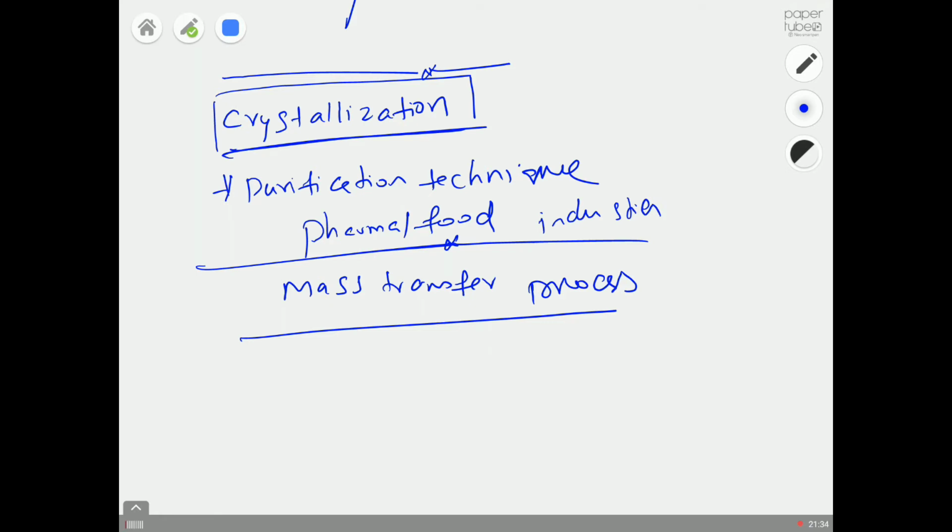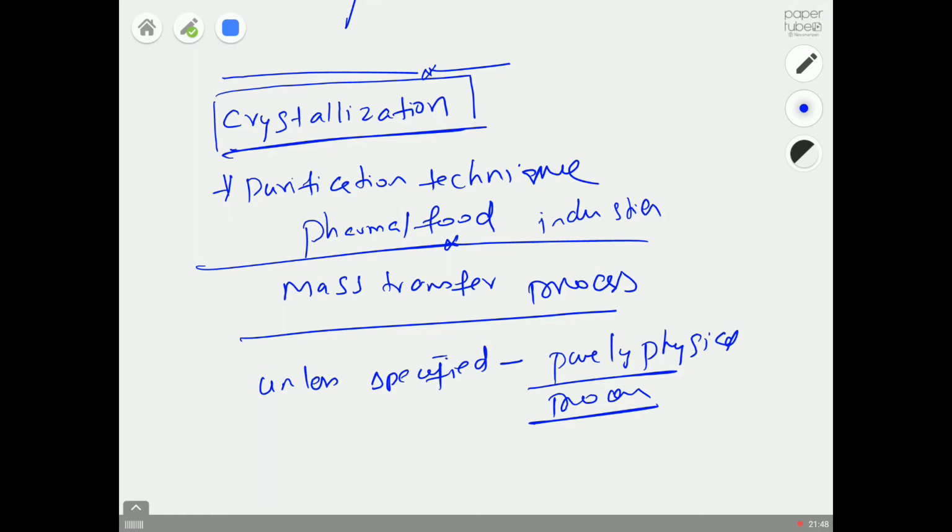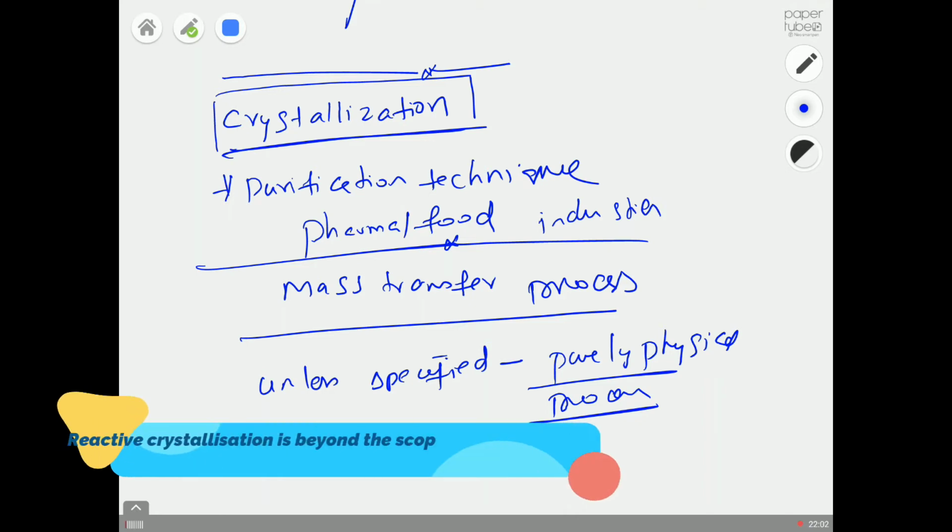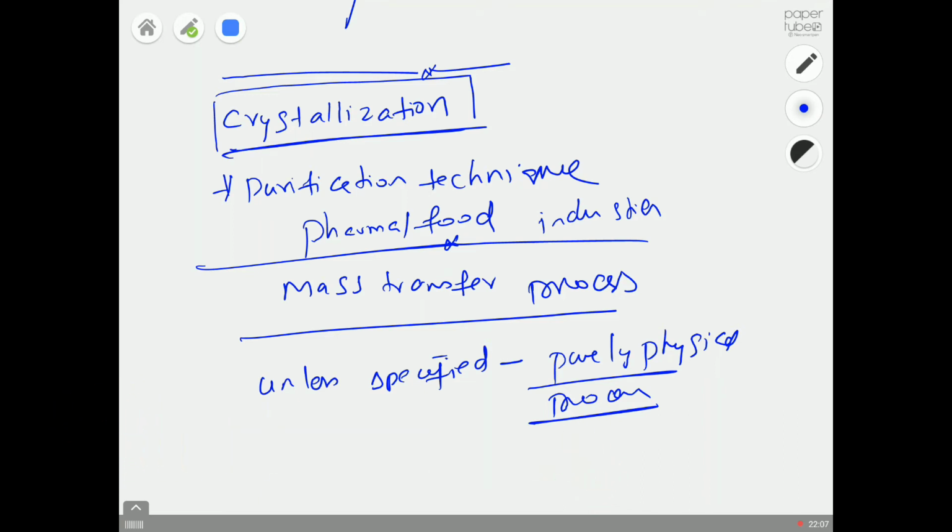So keep the word "unless specified." Especially in pharma industries, where crystallization is used mainly for purification, it's purely a physical process. There are a few processes we call reactive crystallization, where you might expect some bond breakage and bond formation, where two atoms come together to make a new molecule. We are not going to cover that one, and pharma industries really don't care about reactive crystallization.